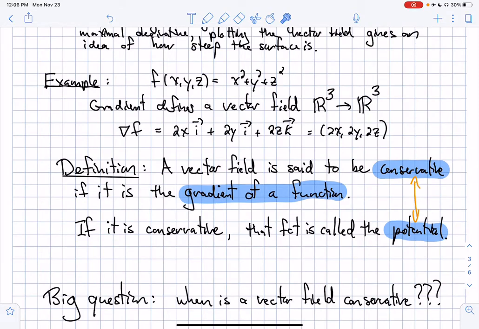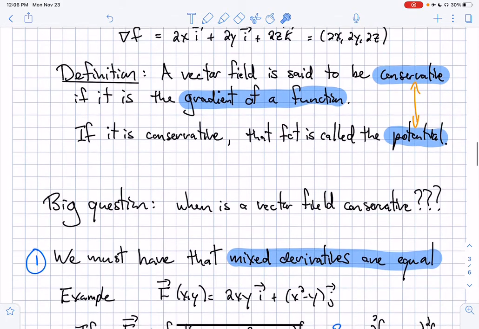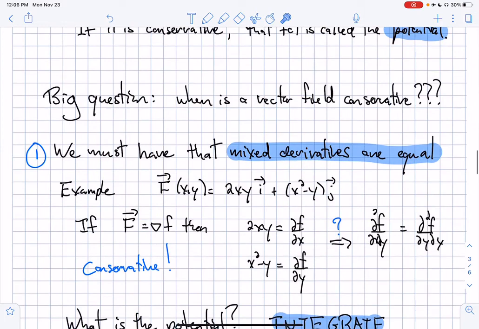So when is a vector field conservative? Well, it is conservative if and only if the mixed derivatives are equal. So what does that mean? Again, let's do an example, and it will illustrate why this is true. So let's take this simple example where the vector field is 2xy for the x coordinate and x squared minus y for the y coordinate.